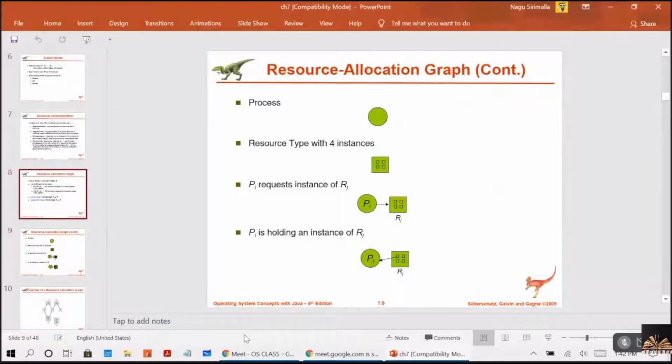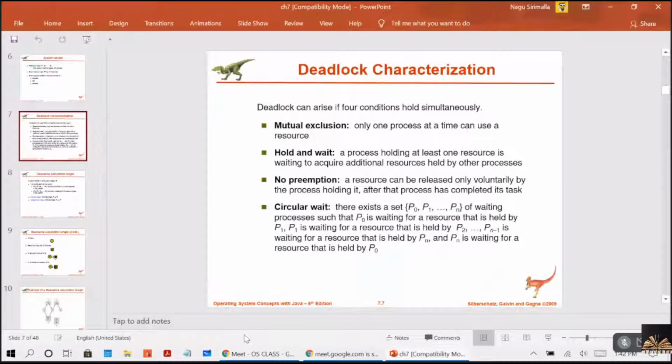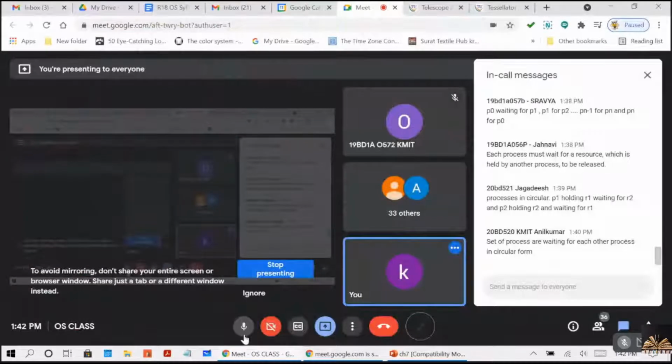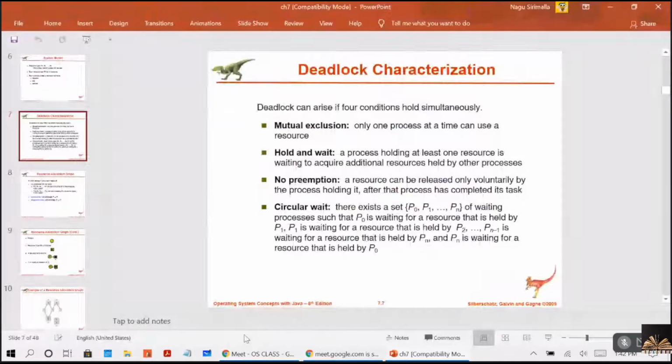So do I need to explain resource allocation graph? Yes, ma'am. Okay. I thought it is unmuted. Okay, fine, no problem. Right, coming to this, the necessary conditions are clear now? Yes. Okay, let's start with the resource allocation graph.